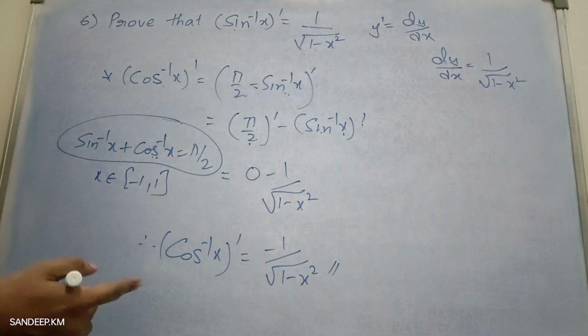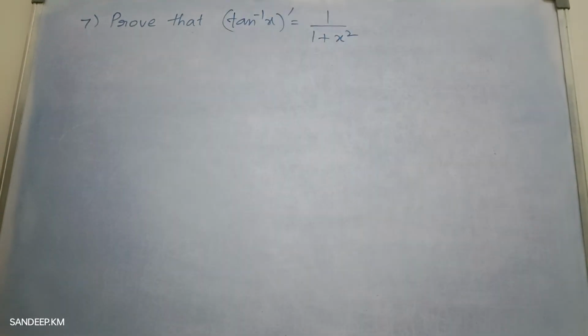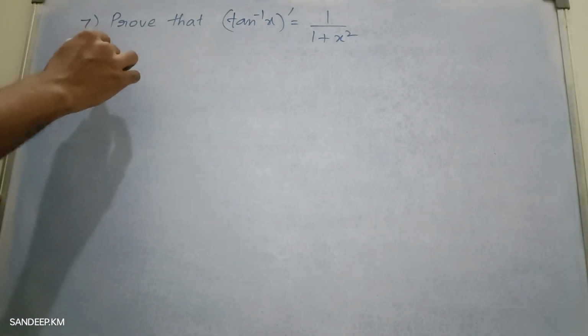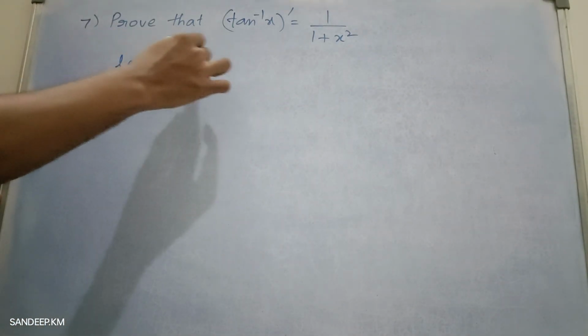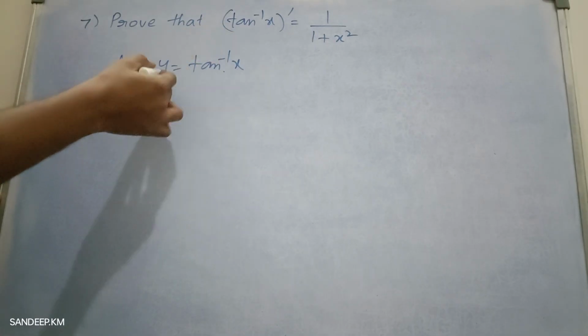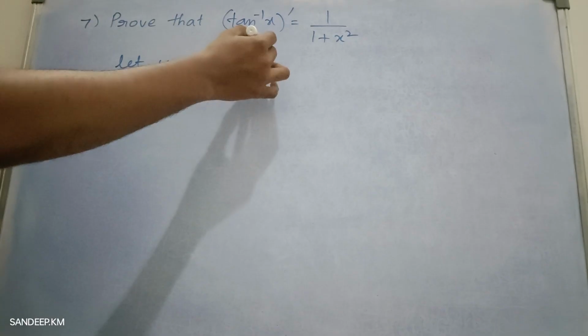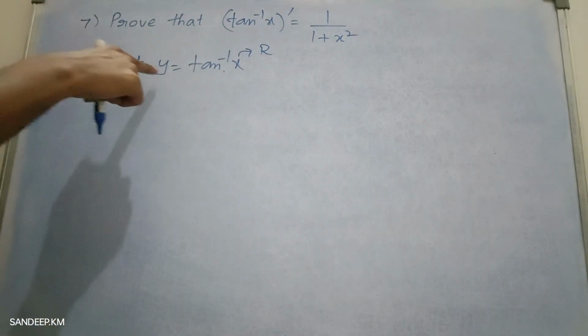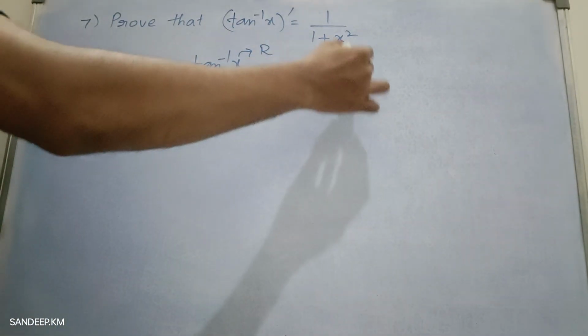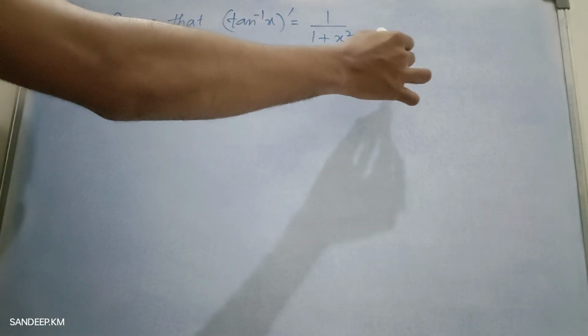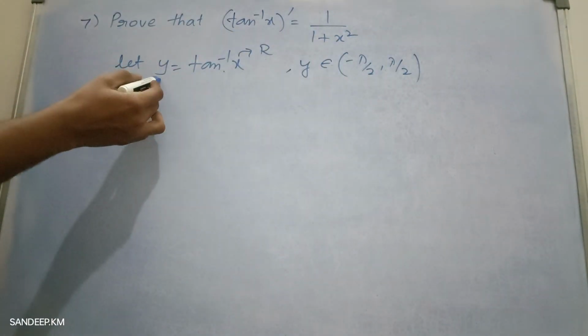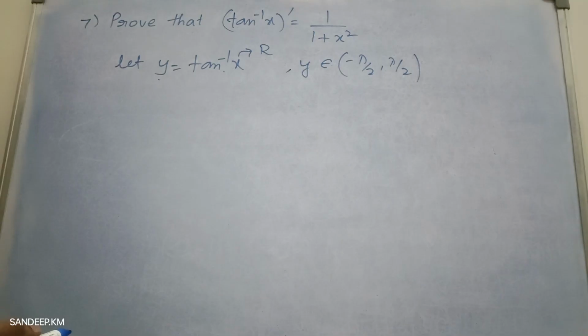Next, let us see how to find the derivative of tan inverse x. Let us see how to prove that the derivative of tan inverse x is 1 by 1 plus x square. Obviously, let y equal tan inverse x, or tan inverse x is equal to y. Keep this in mind. Here x can be any real number, but what about y? y belongs to the open interval (-90, +90). This is the range of the tan inverse x function. So keep this in mind.